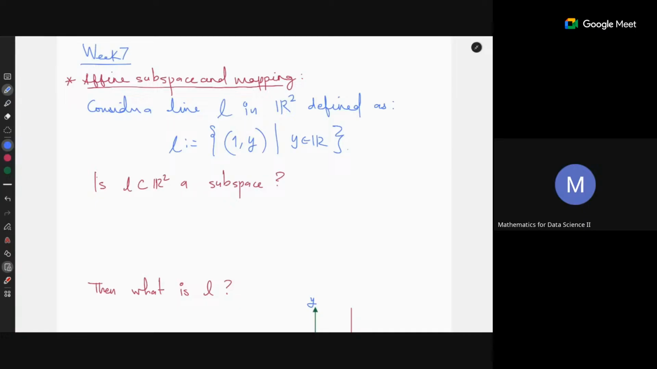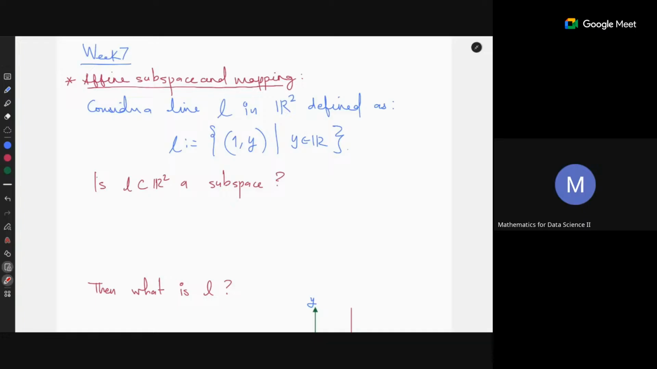So we all know that a line is not a subspace unless it passes through the origin. In R2, a line is not a subspace unless it passes through the origin. So start with a line. This is the equation of a line, and you can clearly see by the definition that it is a subset of R2, because I'm taking a line in R2. And the second thing is that it is parallel to the y-axis.